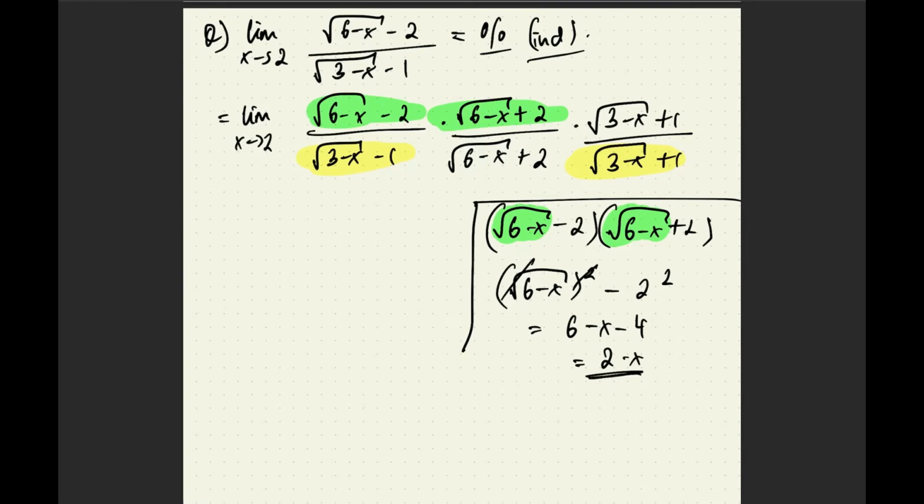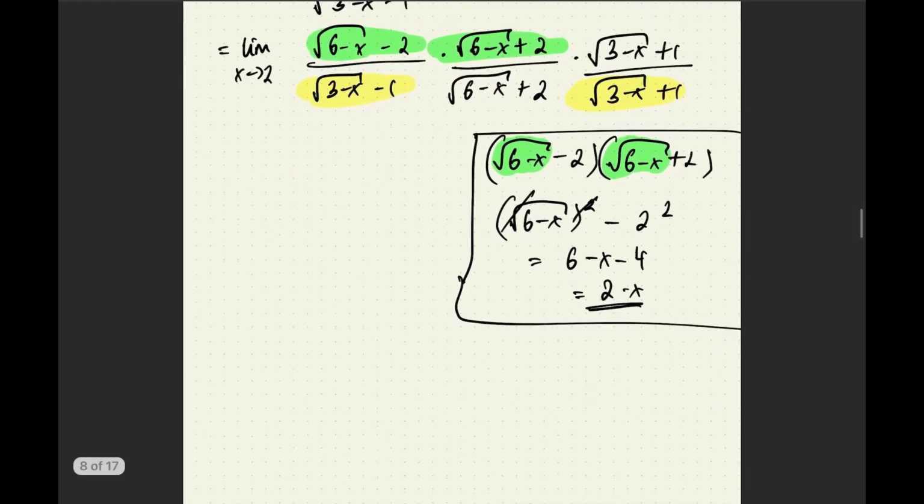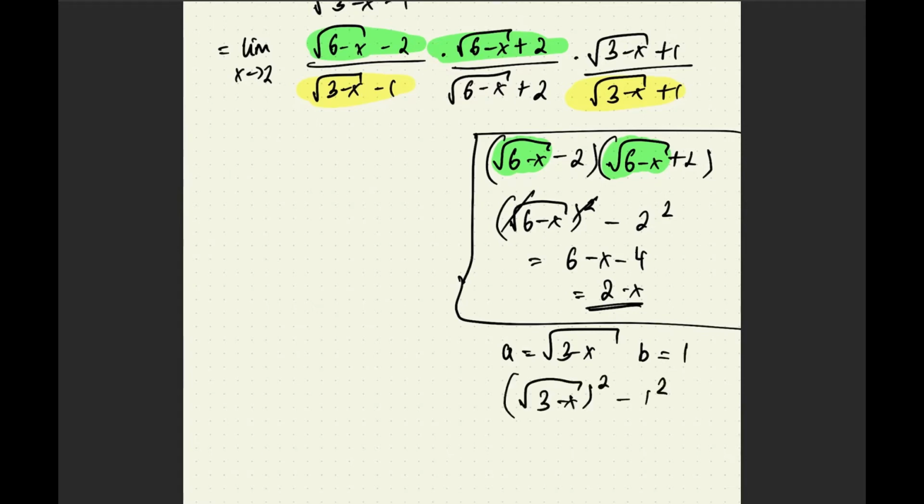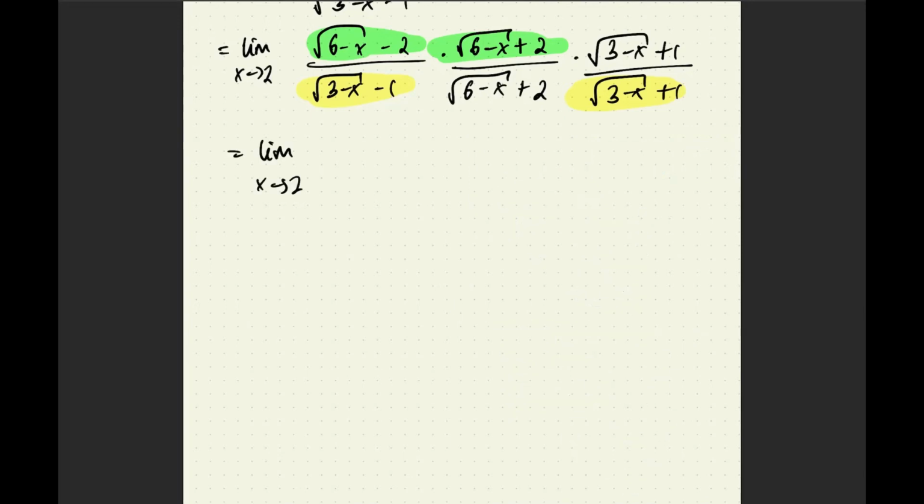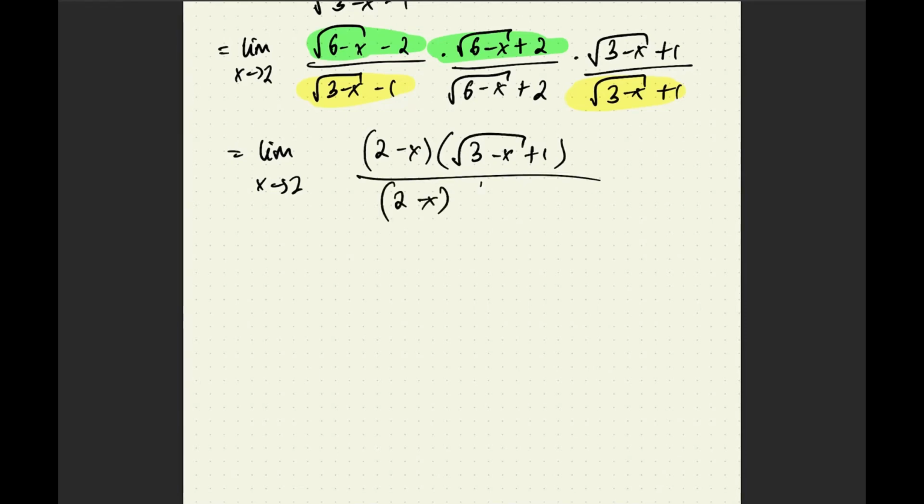Okay, so the green side becomes 2 minus x, and the yellow side will become, now your a is going to be root of 3 minus x, and your b is going to be 1, so it becomes a squared minus b squared, so that is just 3 minus x minus 1, so it becomes 2 minus x, right? So I'm just going to rub this off. The green side becomes 2 minus x, and then you write down what's left over, which is root 3 minus x plus 1, and the yellow side also becomes 2 minus x, and what's left over is root 6 minus x plus 2.